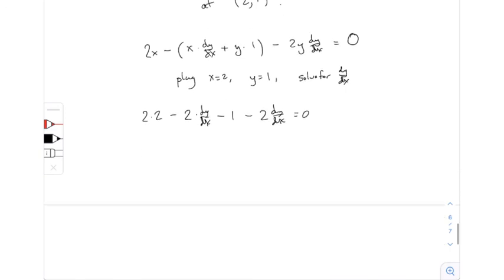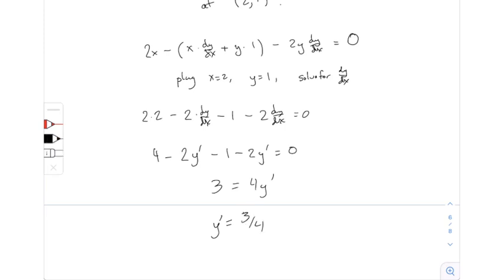And that would be 4 minus 2. Would you mind if I write y prime? I find that a little nicer. Minus 1 minus 2 y prime equals 0. Put all my y primes on the right side. There's negative 4 of them. I add them over and there will be 4 y prime. And over here there's 3. So y prime is 3/4. That's the slope at that point.